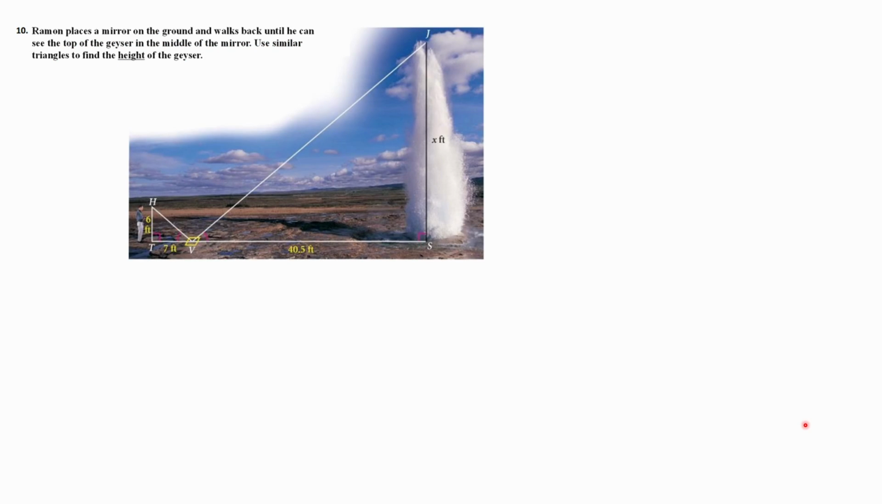All right, number 10. Ramon places a mirror on the ground and walks back until he can see the top of the geyser in the middle of the mirror. It wants us to use similar triangles to find the height of the geyser. So I want you to try this one on your own with your table groups, and I will reveal the answer here in a little bit.